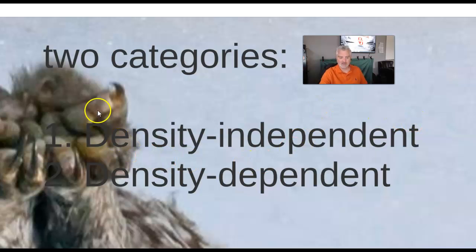So let's go in and look at those in more detail here.